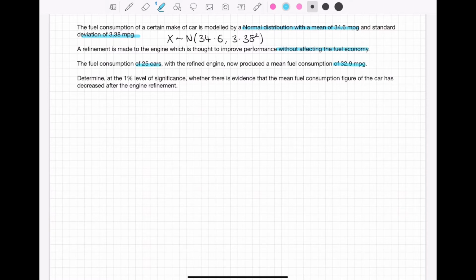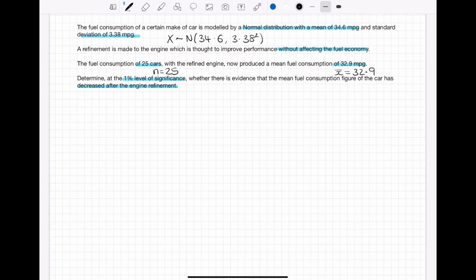So the fuel consumption of 25 cars, so our n is 25, had a mean fuel consumption of 32.9. So our sample mean, x bar, is 32.9. We have a 1% level of significance hypothesis test that the consumption has decreased after the engine refinement. So now we want a one-tailed test.